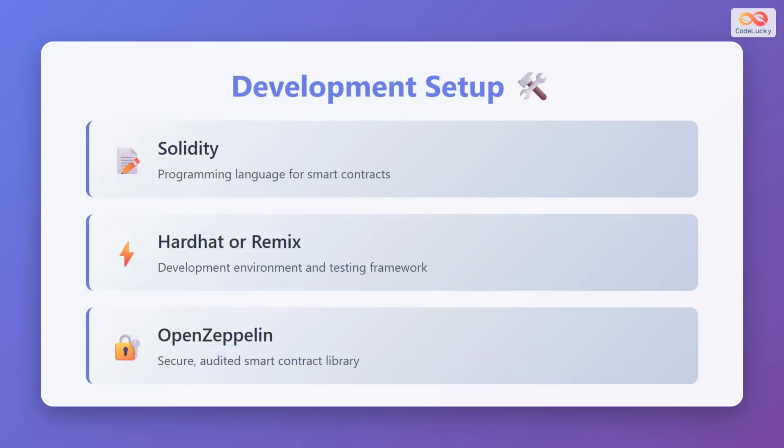To create your own ERC-20 token, you'll need 3 essential tools. First is Solidity, the programming language used to write smart contracts on Ethereum. Second, you'll need a development environment like Hardhat or Remix. Hardhat is a command line tool for professional development, while Remix is a browser-based IDE perfect for beginners. Third, you'll use OpenZeppelin, a library of secure, audited smart contract code. OpenZeppelin provides battle-tested implementations of ERC-20 that save you time and reduce security risks.